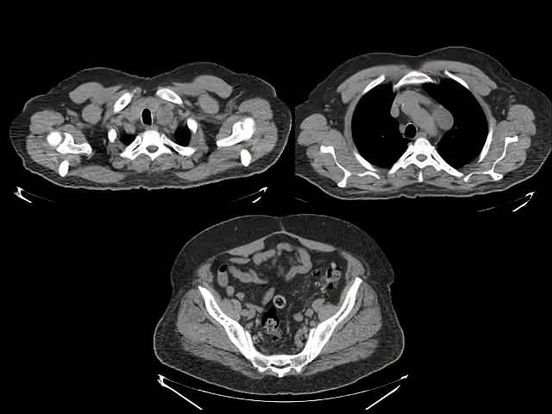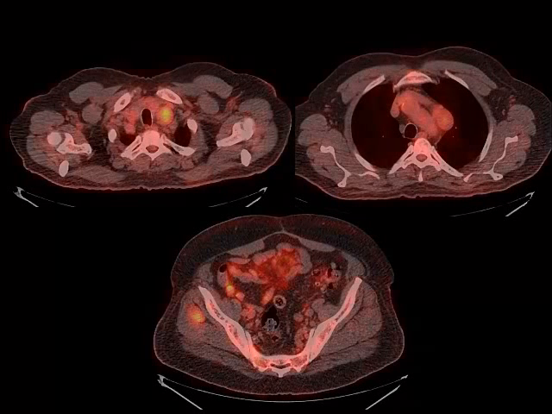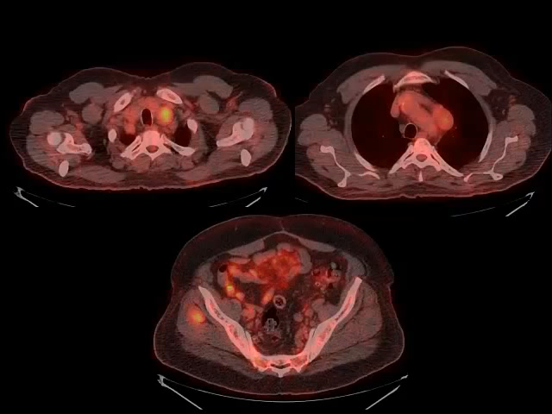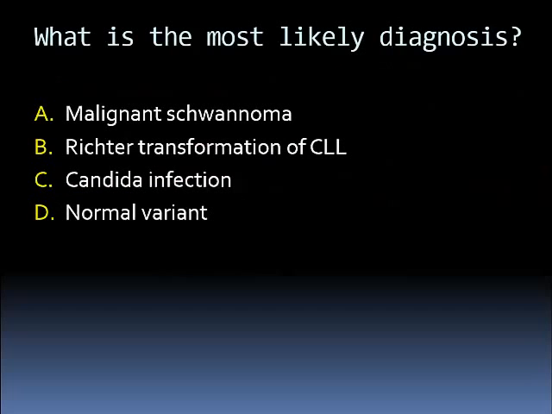As we look through the body, we also saw several other interesting abnormalities in the left supraclavicular region, in the left prevascular space, and in the right gluteal region of the pelvis. You can see that there are these low-density soft tissue masses that show some FDG activity, but fairly low in intensity. So that brings us to our question, what is the most likely diagnosis in this case? Malignant schwannoma, Richter's transformation of chronic lymphocytic leukemia, Candida infection, or a normal variant?